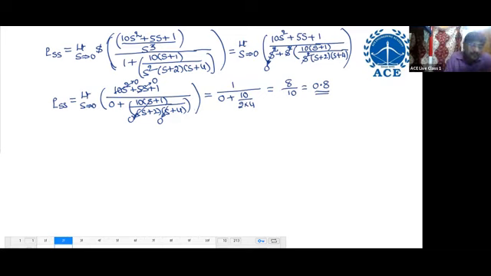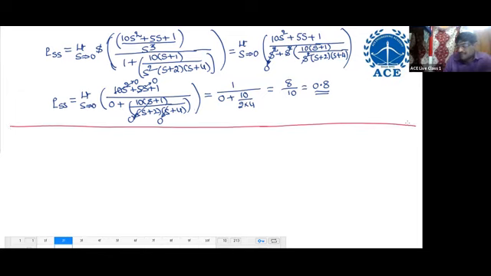This is by the standard procedure, but it is very lengthy, yes or no? 0.8 is the answer. Very good. So this is the standard procedure, but it is lengthy. So how to write directly? Listen, listen.